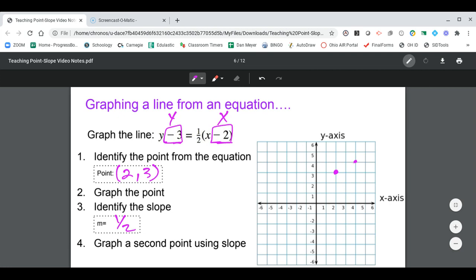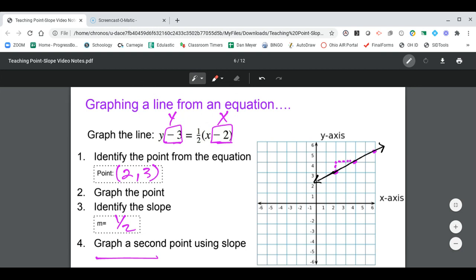So up 1 over 2. I rose 1, ran 2. Do it again, up 1 over 2. You should have a line down here on 4 where it says graph a second point using slope. You can slide that line onto your graph so you're able to create your line. Make sure it goes through nicely and that you put arrows. Well, I guess you guys aren't going to be able to put arrows because yours is a segment, but if you were doing this by hand, you'd want to make sure you put arrows.